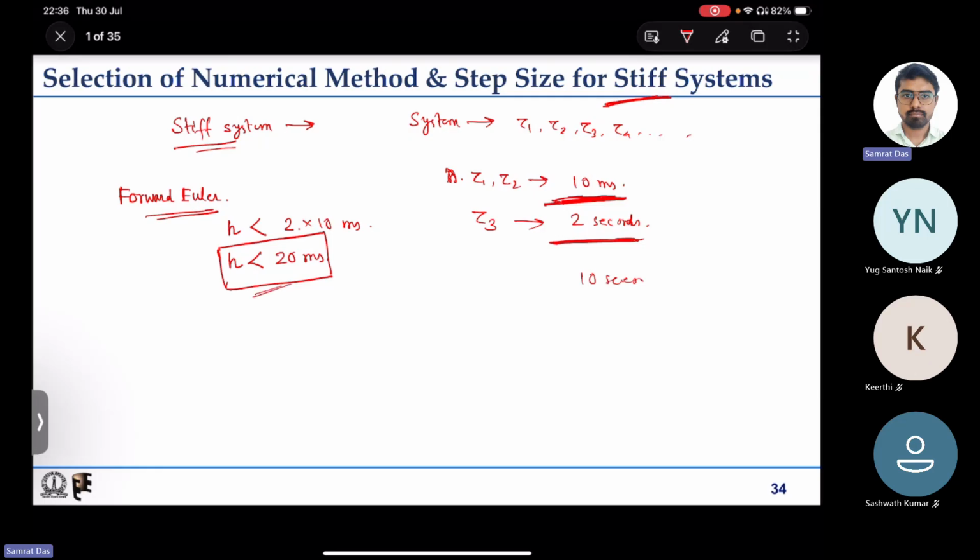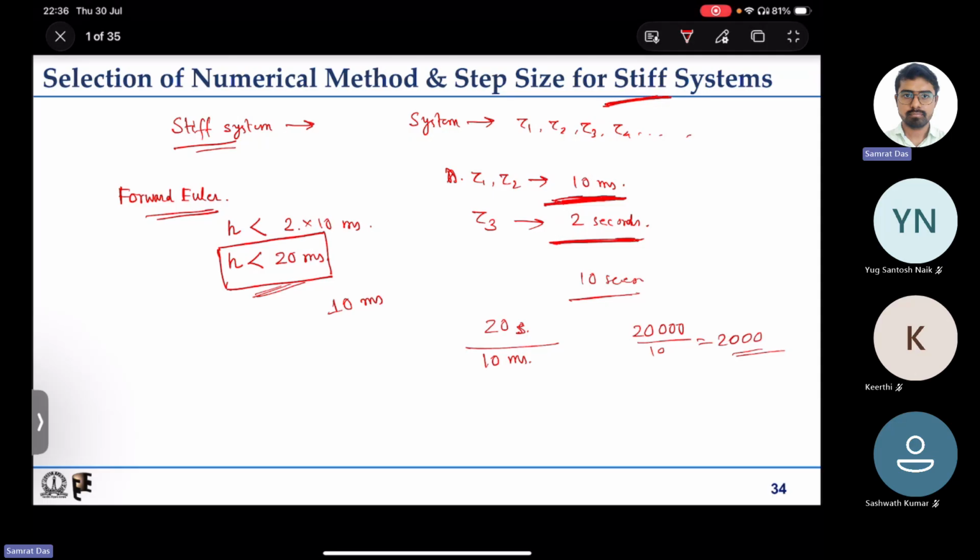So say you take less than 20 milliseconds, you take say 10 milliseconds, and you have to simulate the system for say 20 seconds. Now what will be the number of points for which it has to solve? It will be 20 seconds divided by 10 milliseconds. So it will be 20,000 divided by 10, that is 2000 points. For 2000 points the solver has to run and solve it.